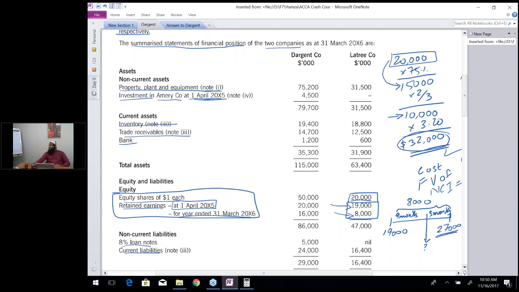Can you tell me the retained earnings at the date of acquisition? Harsh is saying 25. Akbar is saying 6. Syed Maz is saying 3,500. Faraz is saying 27. All different answers.